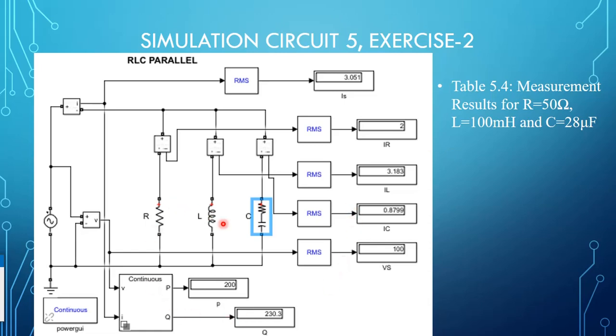This is the example for input supply 100. You can see here VS is 100. And you need to fill in the data in table 5.4.